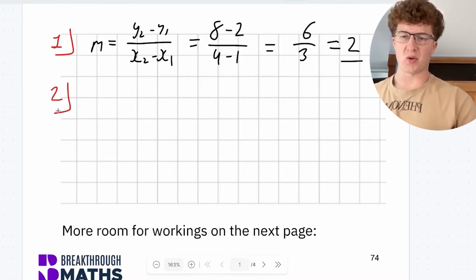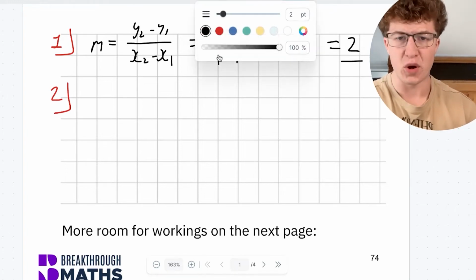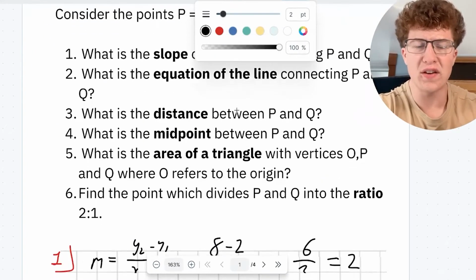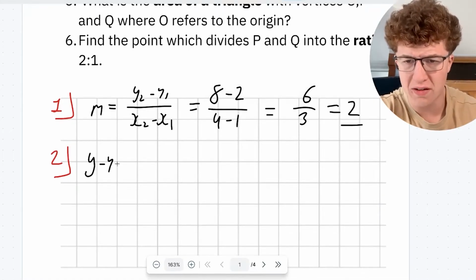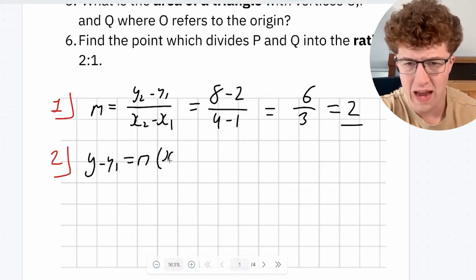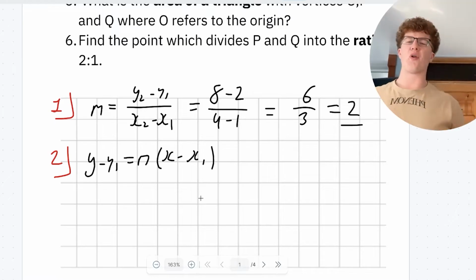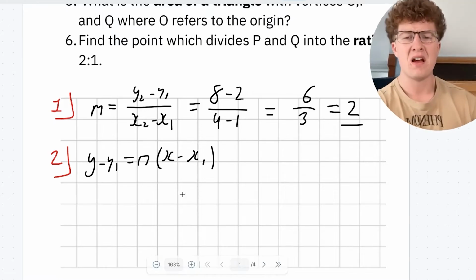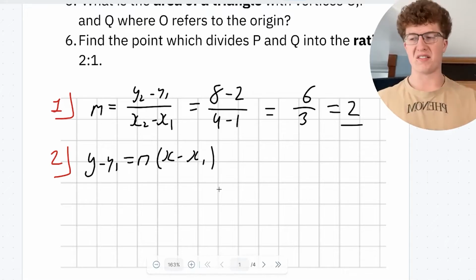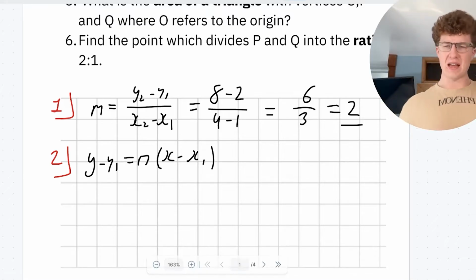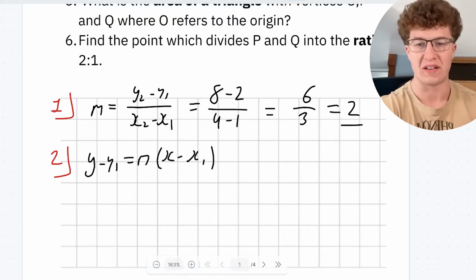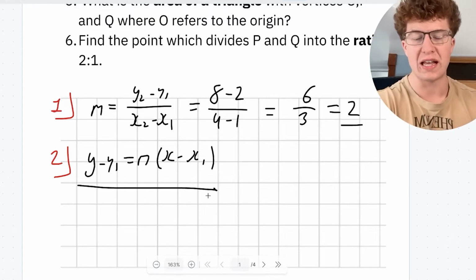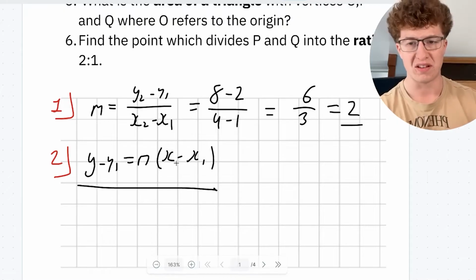Now, question 2. I think it was to get the equation of the line. Yeah, equation of the line connecting P and Q. So we're going to use our formula y minus y1 is equal to m times (x minus x1). The other formula, y equals mx plus c, we wouldn't use in this scenario because we don't have the y-intercept. If they gave you the slope of the line and the y-intercept, then it's easy. You can just throw it into that equation. But otherwise, we're dealing with the point and the slope. We're going to be using this one.